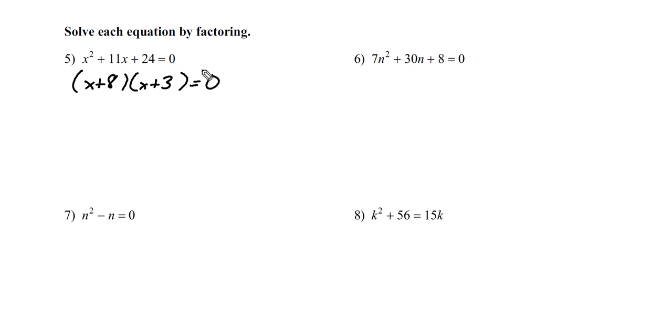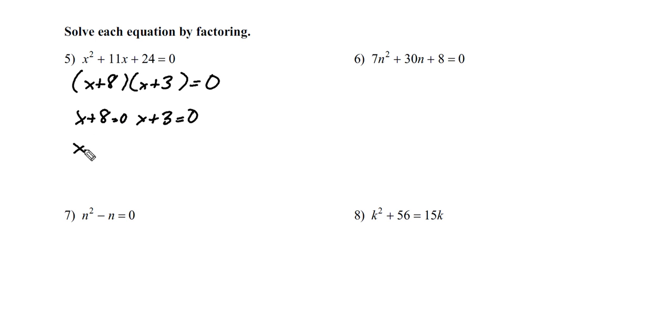And then from here, it's saying that this expression times that expression equals 0. All right, the only way to multiply two things to get 0 is if one of these things is 0. So we don't know which one it is, or it could be both. So we're going to set each one of these equal to 0, and then solve.